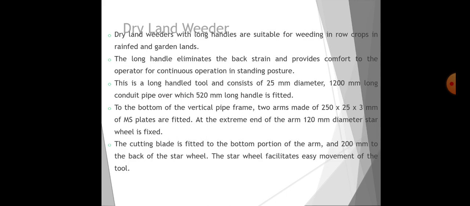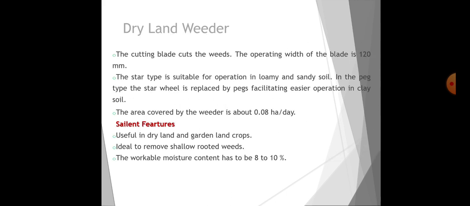To the bottom of the vertical pipe frame, two arms made of 250 by 25 by 3 mm MS plates are fitted. At the extreme end of the arm, a 120 mm diameter star wheel is fixed. The cutting blade is fitted to the bottom portion of the arm and 200 mm to the back of the star wheel. The star wheel facilitates easy movement of the tool. Next, the cutting blade cuts the weed. The operating width of the blade is 120 mm.